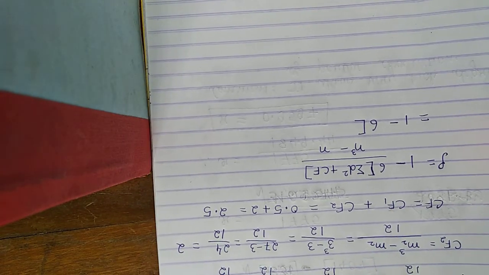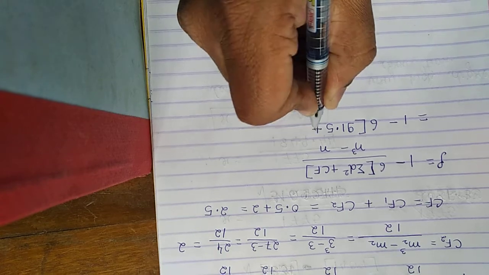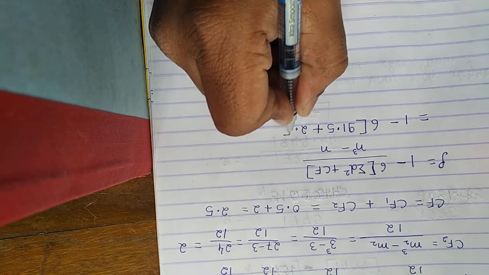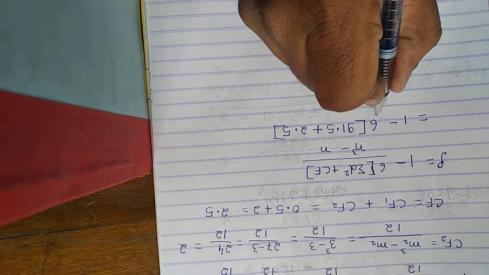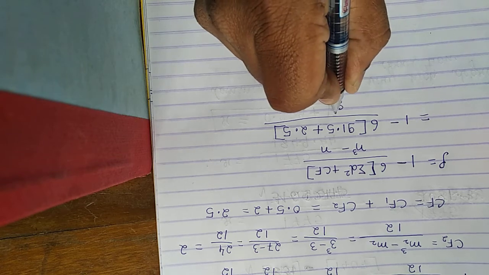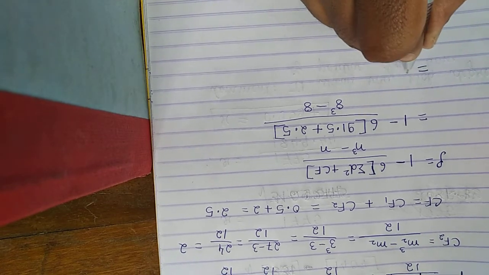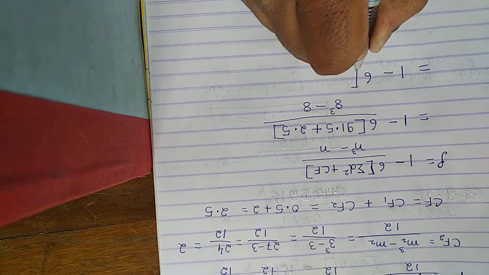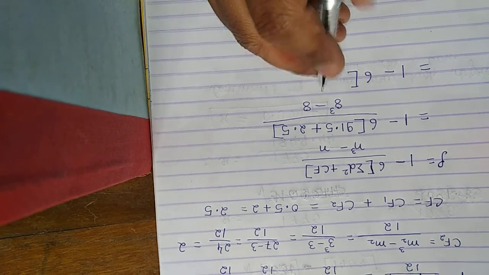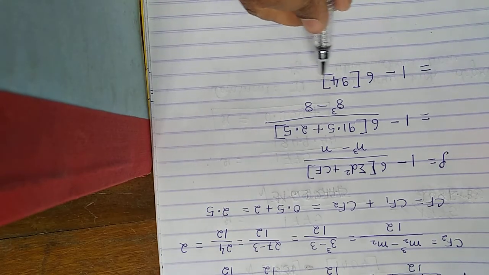So D square is 91.5 plus, what is the CF value? CF value is equal to 2.5, divided by N cube minus N. What is N cube? 8 pairs of values were given. So it is 8 cube minus 8. Don't forget this 1, which is equal to 1 minus 6 multiplied by, this is in the bracket. So first you have to solve this. 91.5 plus 2.5 is equal to 94. Bracket means multiplication. So it is 6 into 94.